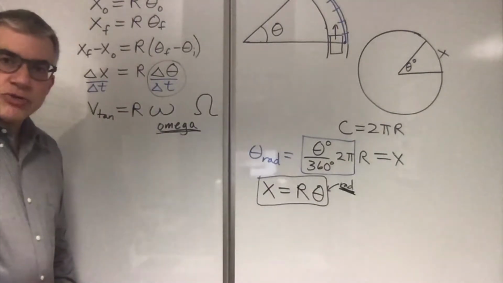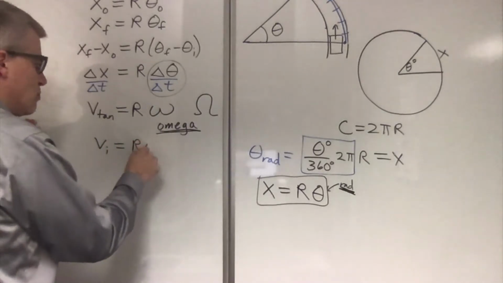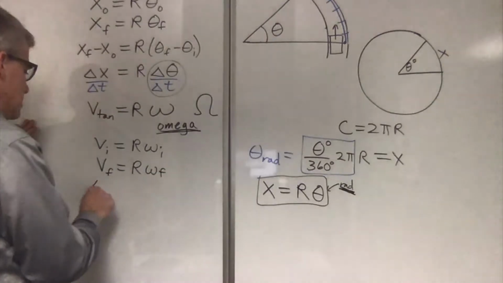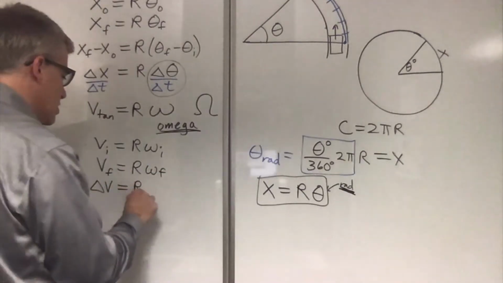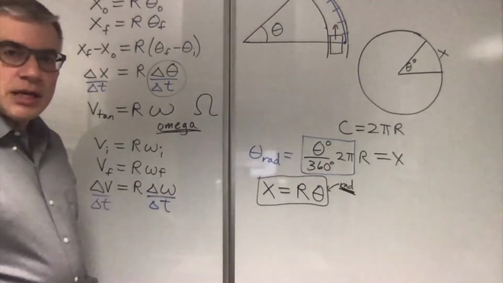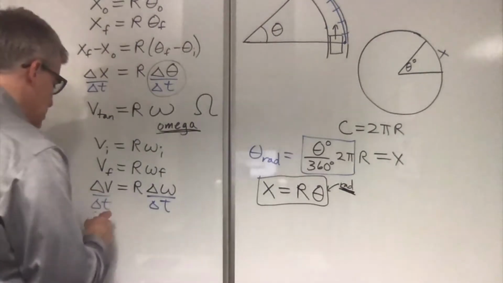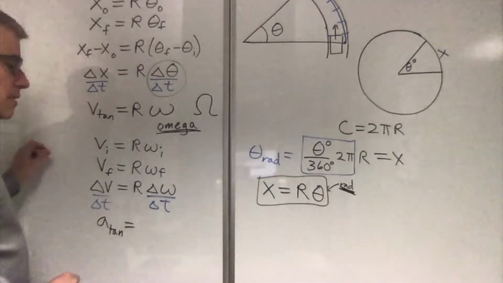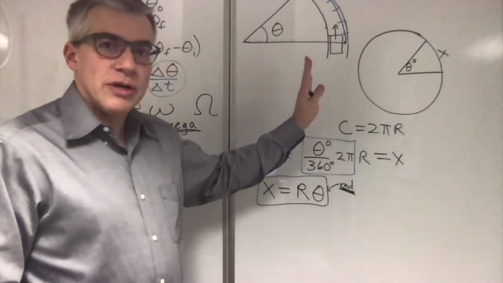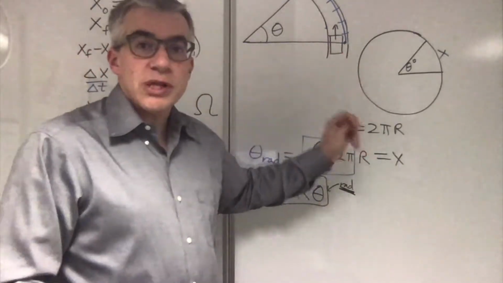Since that was such a great trick, let's do it again. V initial equals r omega initial. V final equals r omega final. Delta V is therefore r times delta omega. And let's divide by time again. If we do that, the rate of change of velocity, that's tangential acceleration. That's your acceleration along the curve, not centripetal, tangential. That's the number that says how quickly you're going faster and faster and faster, or slower and slower.